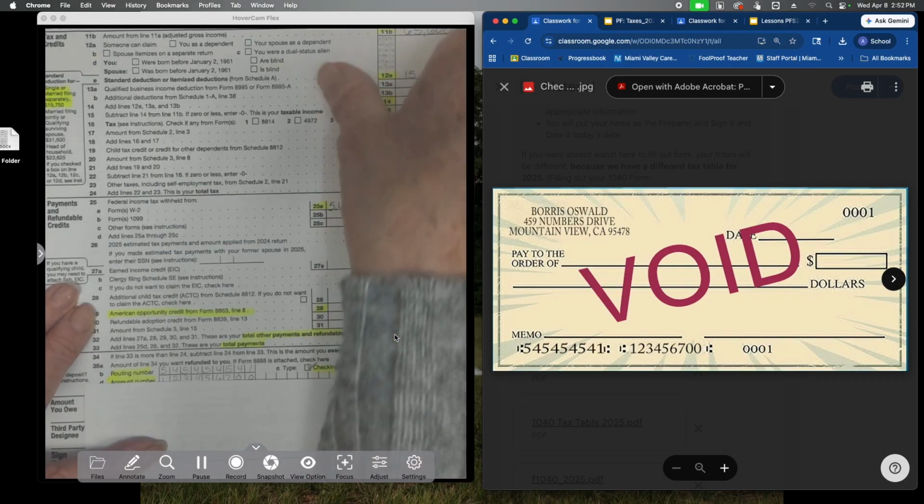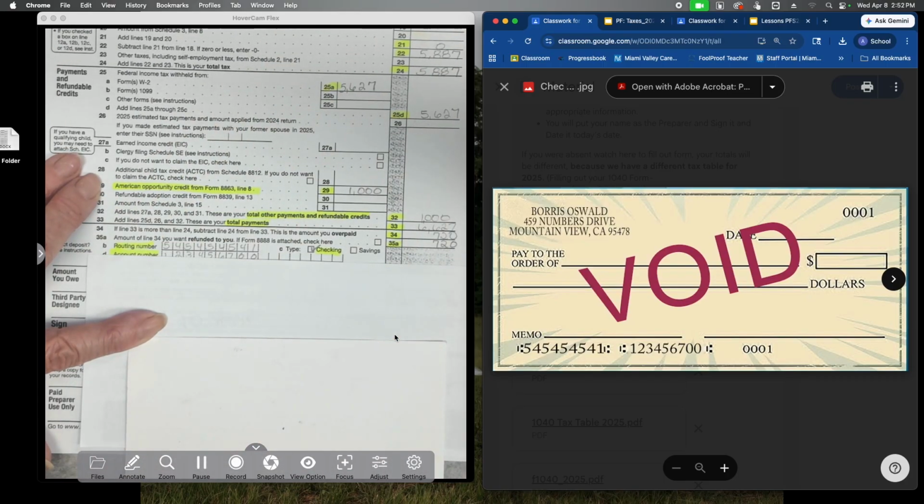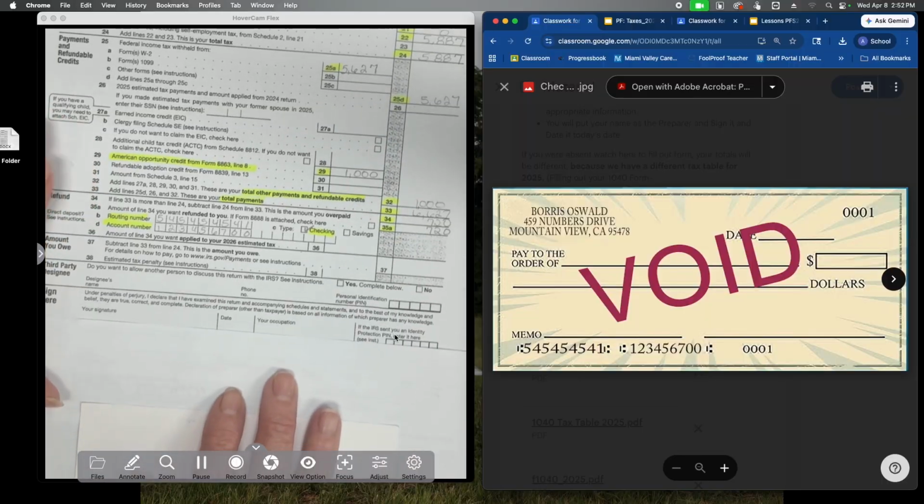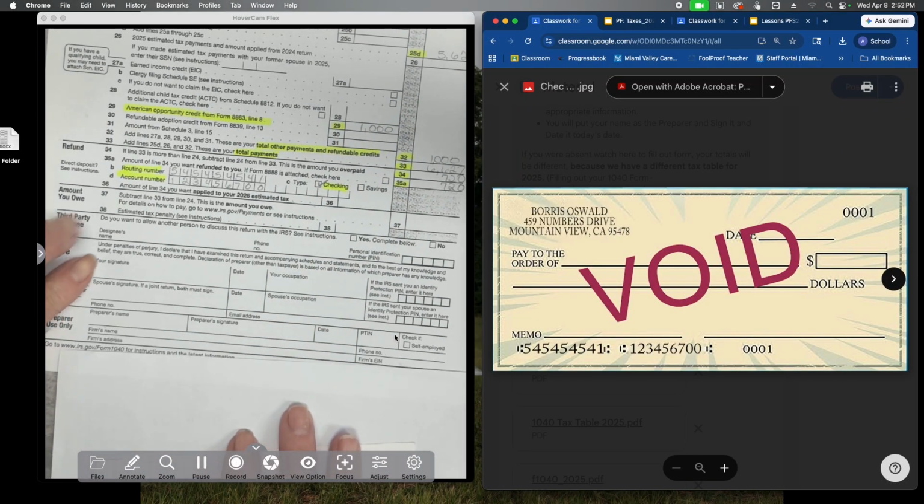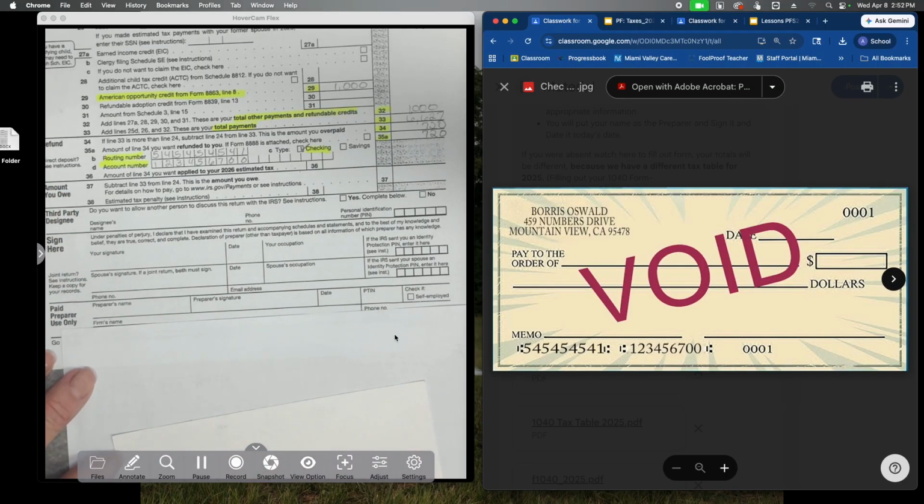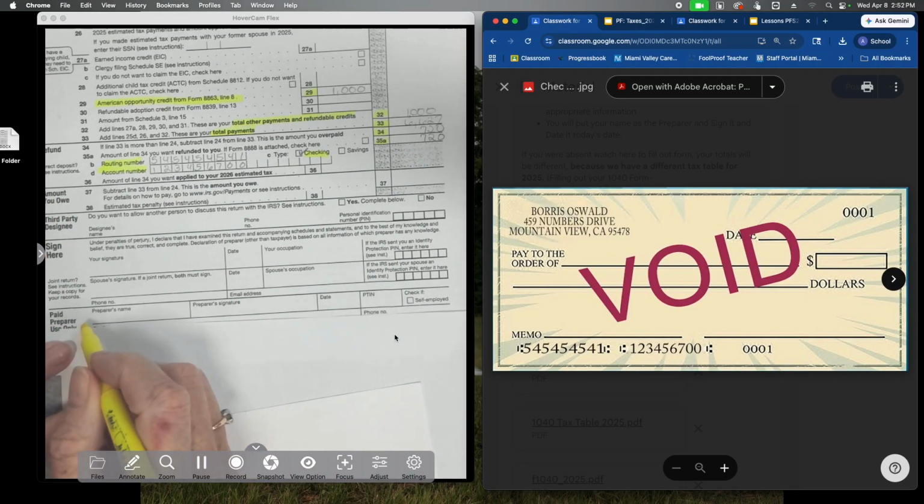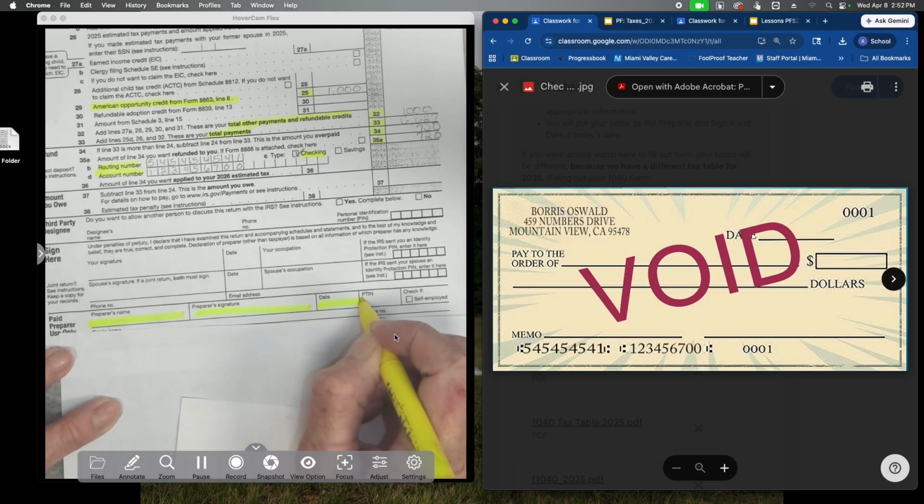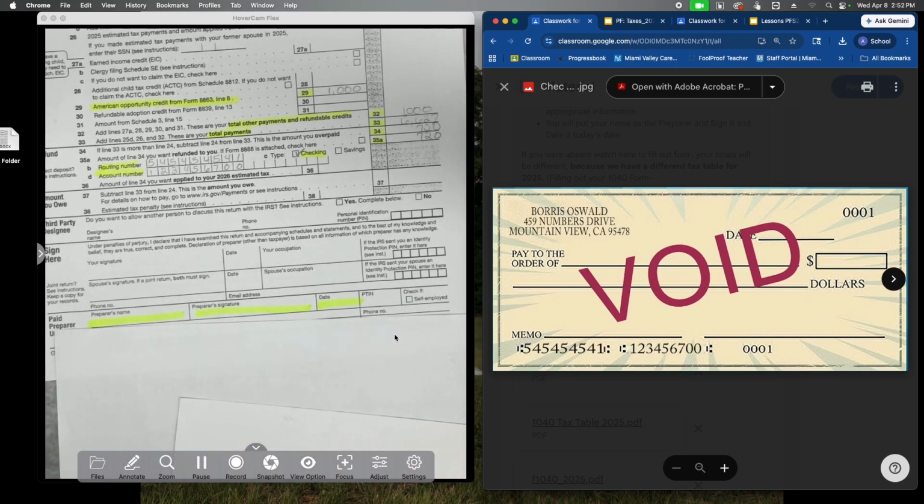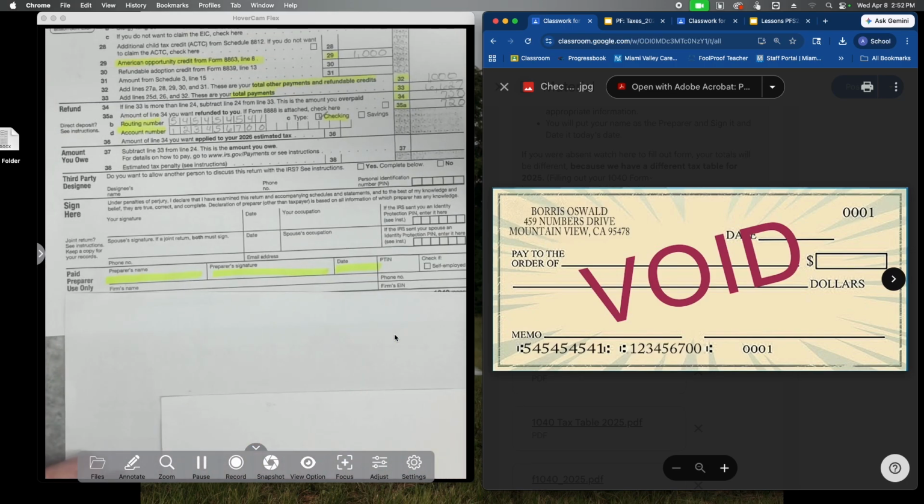And then we go down to the bottom, and per the instructions, I do not want you to forge their name. We're going to skip that, okay? But we are going to go down here, and we are going to put your name where it says preparer's name and preparer's signature and the date. You are going to put your name down there as the preparer. And that is how you're going to file Borris's taxes.